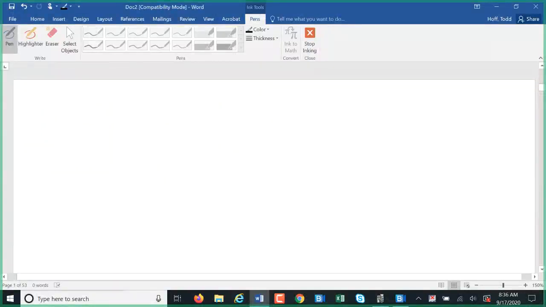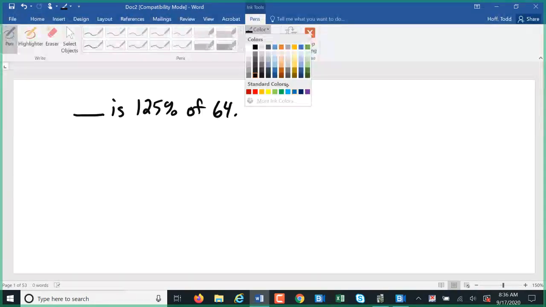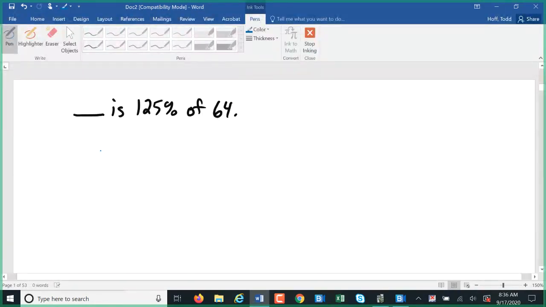These problems can be worded in a few different ways. We might have blank is 125% of 64. Well, again, I start with the percent. 125% is 125 over 100. On the other side of this, I have to match things up. Well, again, blank is 125 implies my missing number matches up with the 125. Of 64, again, I could read that as out of 64, which implies that the 64 goes on bottom.